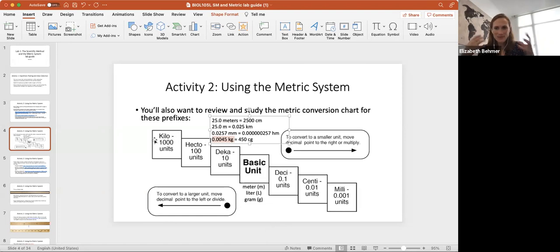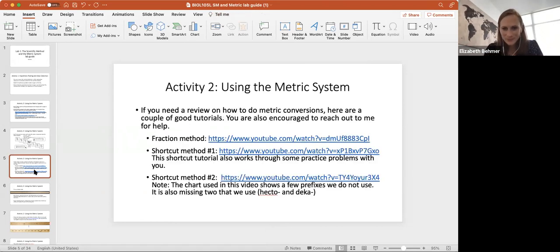So just keep that in mind. And then that's the easiest way to do this. Start with what you start from and then move the decimal either to the right or the left based on this chart. I'm not going to go through all of this with you.